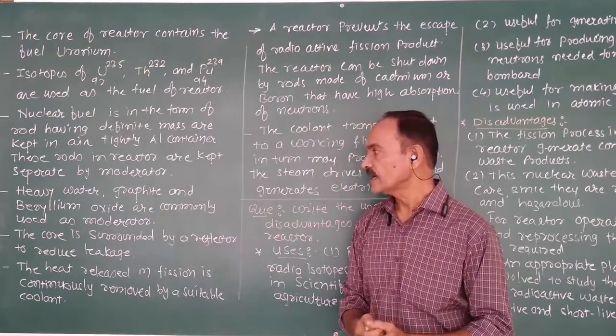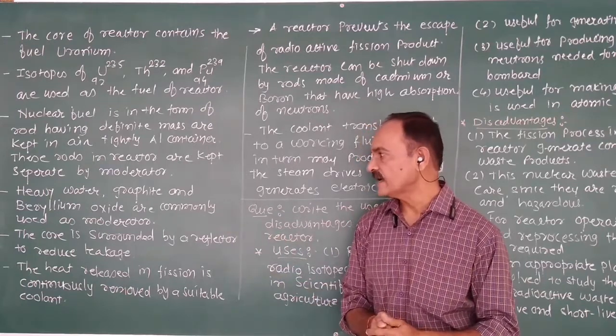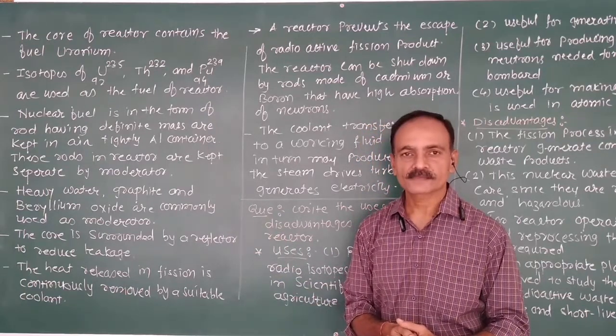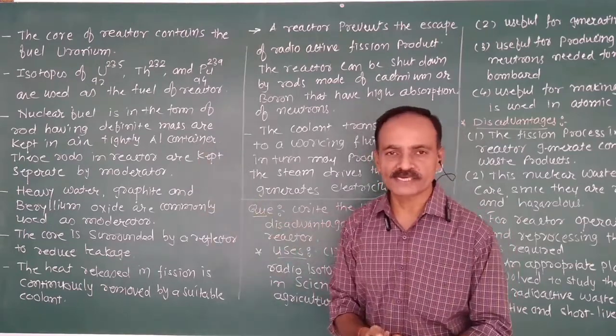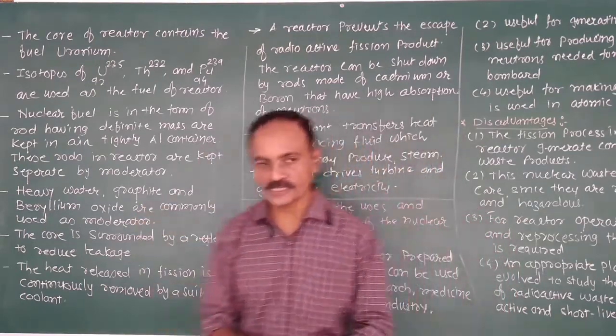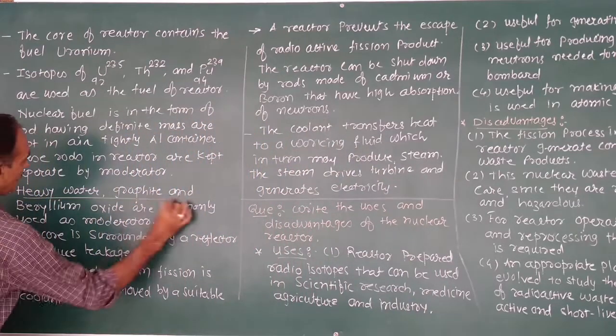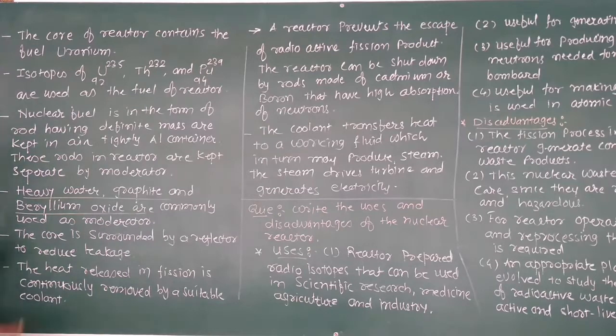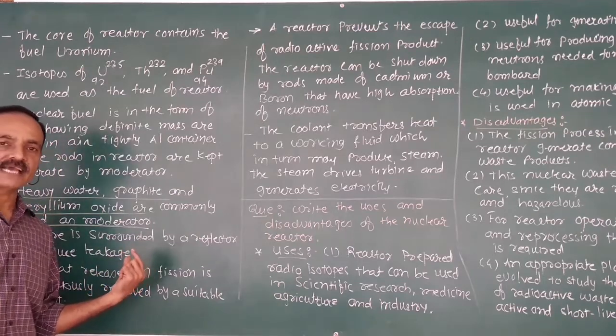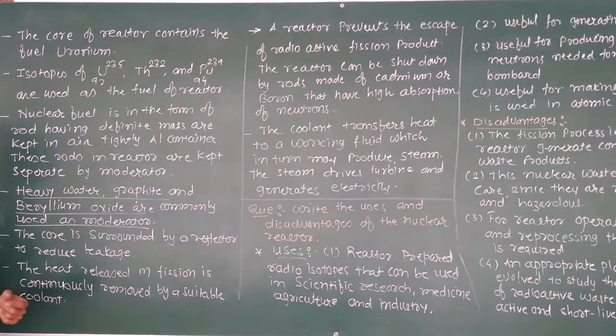Now, heavy water, graphite and beryllium oxide are commonly used as a moderator. These fuel rods are separated by the moderator, and as a moderator, heavy water, graphite and beryllium oxide are commonly used. The core is surrounded by the reflector to reduce the leakage. Already we discussed this in the difficulties that arise in nuclear chain reaction. The reflectors are used, right? The core is surrounded by the reflector to reduce the leakage of fast neutrons.